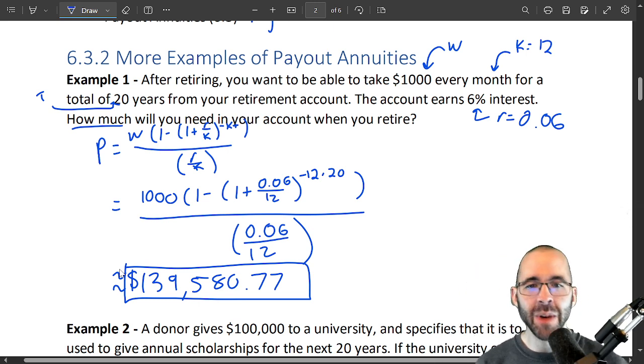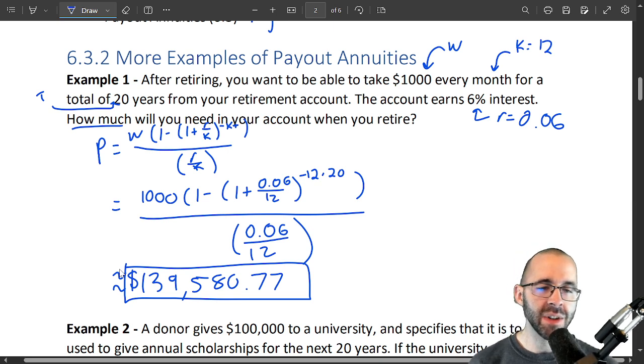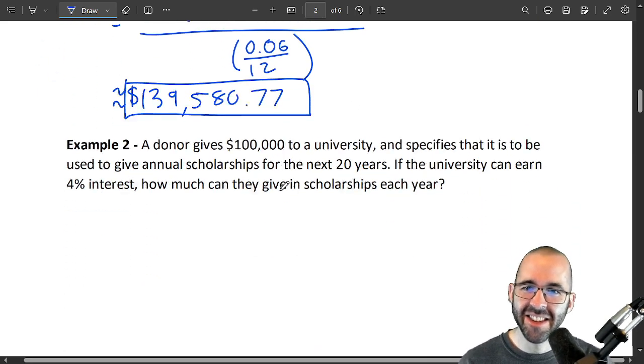And now what we could do, we could combine both sections to say, okay, if I'm planning on retiring in 30 years, how much do I need to put in my account every month? That becomes a 6.2 problem. These are all questions that you can ask yourself as you're preparing for the future. Or there are a lot of online calculators out there that will do this for you. But this is where the math is.